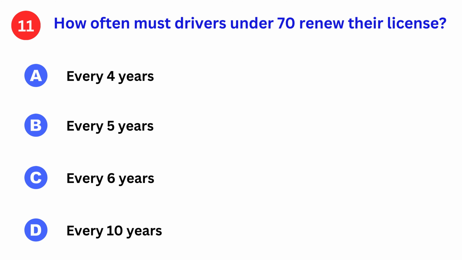How often must drivers under 70 renew their license? Option A. Every 4 years. Option B. Every 5 years. Option C. Every 6 years. Option D. Every 10 years.